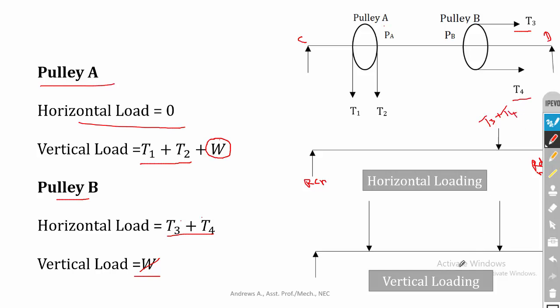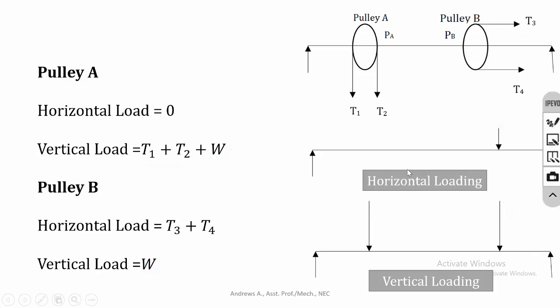Then coming to the vertical loading, in pulley A, the vertical load is T1 plus T2 plus W. Then in the case of pulley B, the vertical load is W. And the reactions are RC vertical and RD vertical. So this is your horizontal and vertical loading. This is the first step, calculation of load.